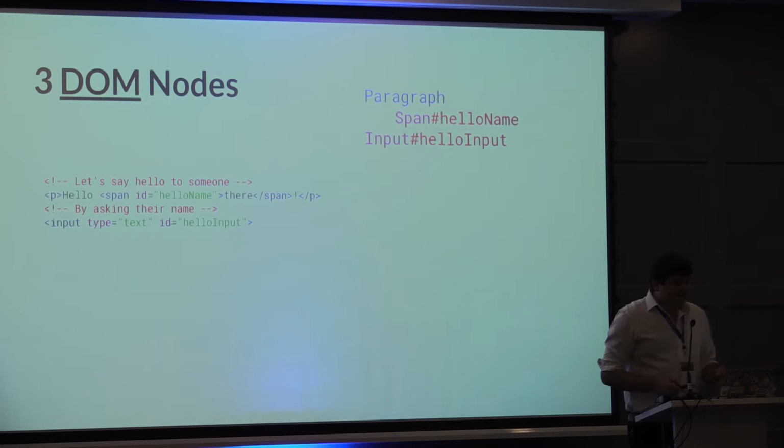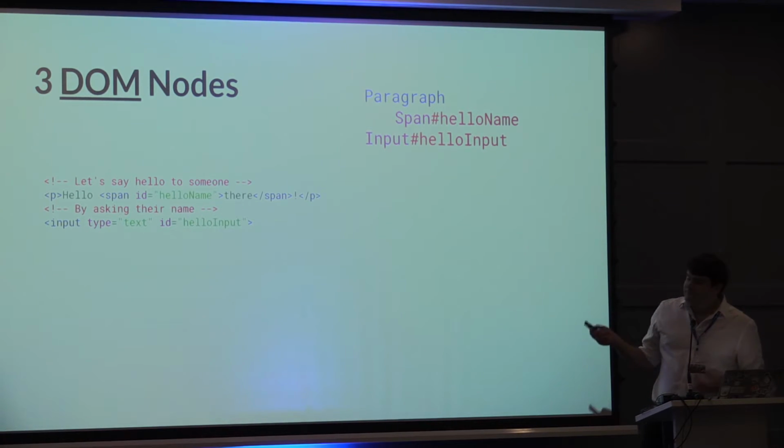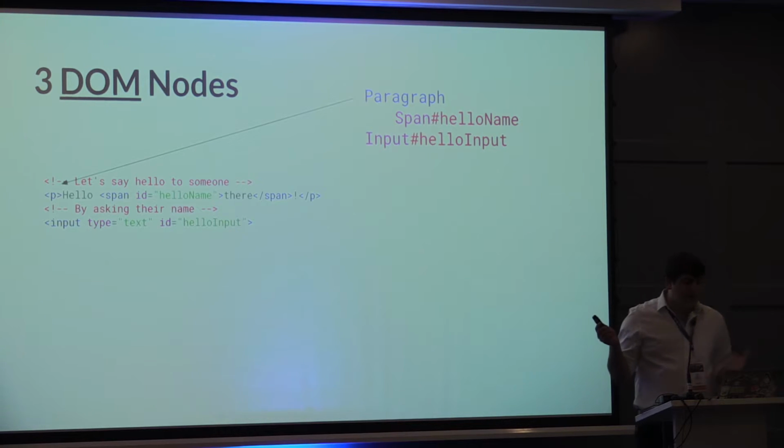So these 3 DOM nodes, let's have a look at them in a tree representation here. We've got the paragraph, which is going to contain our text. We've got a span inside of that paragraph, and that'll contain the name of the person that we're going to greet. And then we've also got an input here, which will be a text box, and we're giving the span and the input IDs, which are denoted by that hashtag there.